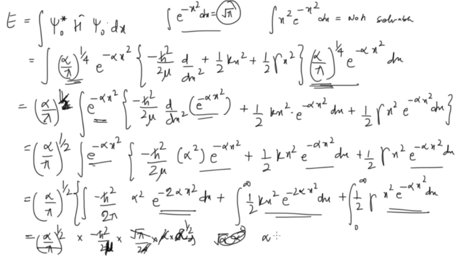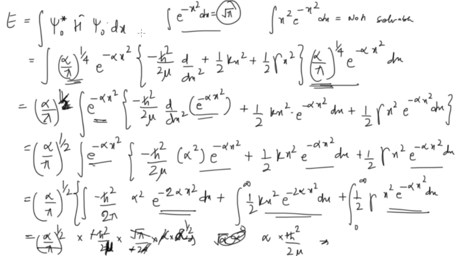Okay, so alpha into minus h cross by 2 mu, so this will be minus. That minus and this minus will cancel out, so they will become a plus sign. So you are going to get alpha into h cross by 2 mu. So that's what you will get. Just put the value of alpha over here.